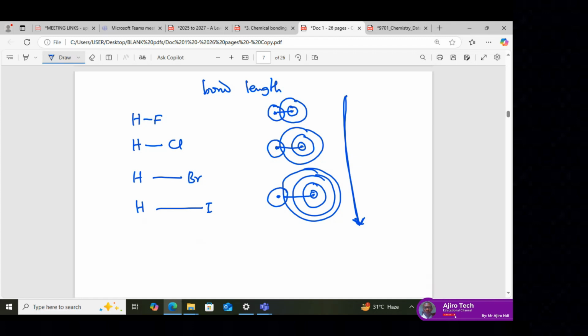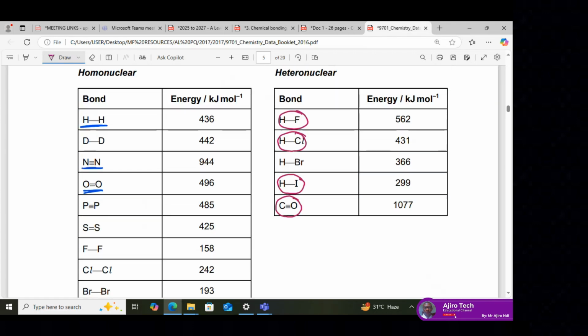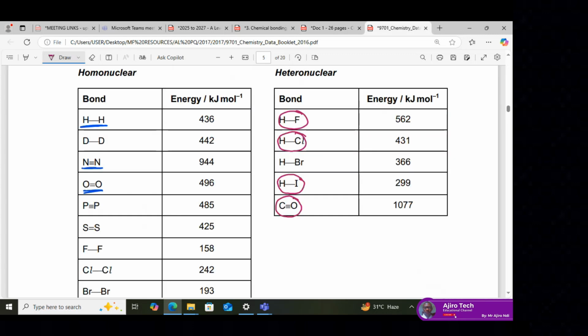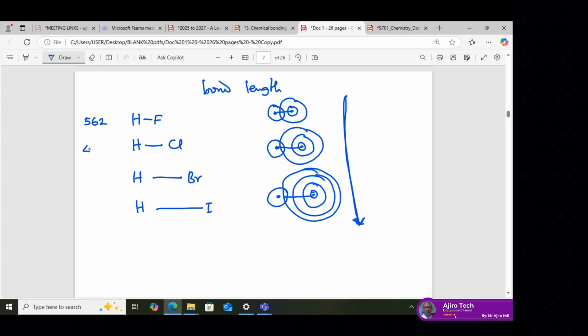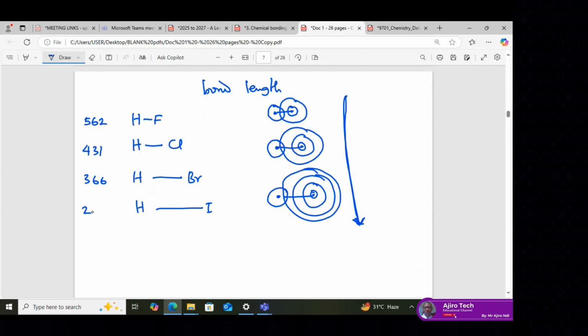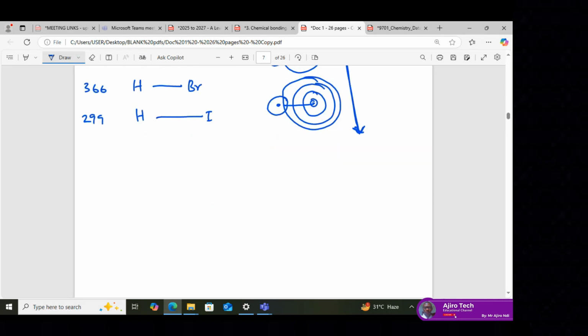So now let's go and see the values of the bond energy in your data book. HF 562, HCl 431, HBr 366, HI 299. Yeah, I'm right, 299. Why is the bond energy decreasing and decreasing? Look at it.